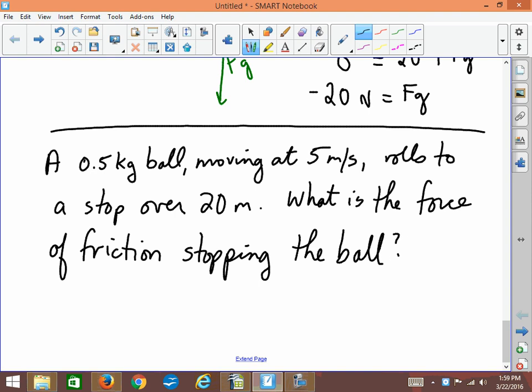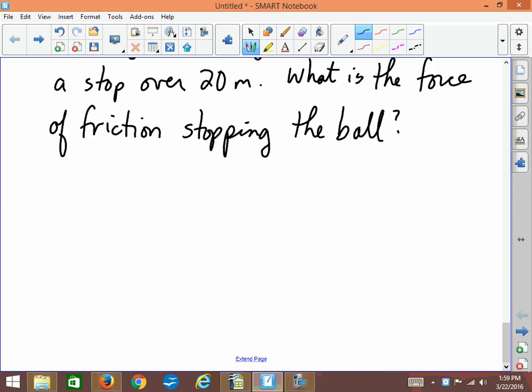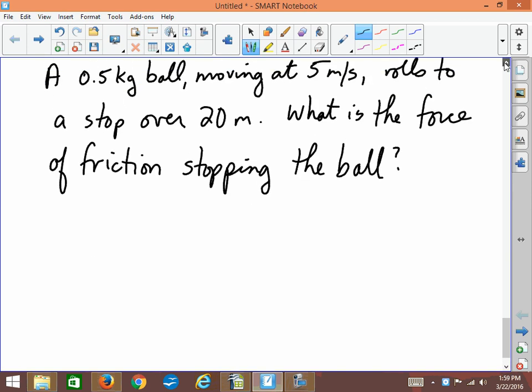So a totally different question now. Force of friction. But we're going to do exactly the same thing. We're going to start by thinking about a free body diagram of a ball rolling. So here it is, and here's the ball. Same as it was before. Now, this ball has a mass of 0.5 kilograms. I like to write that right inside the box so that I can see it.